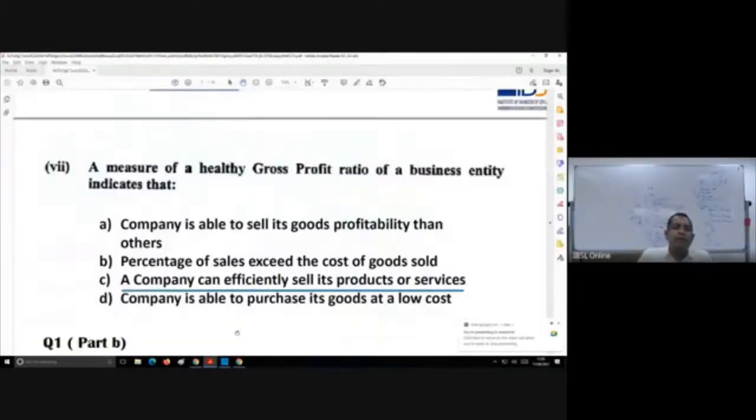The question is, a measure of a healthy gross profit ratio of a business entity indicates the company is able to sell its goods more profitably than others. You can't say that. You don't know. Percentage of sales exceeds the cost of goods: you have a gross profit, meaning you have a profit over the direct cost. A company can efficiently sell its products or services; whenever there is a cost increase, you just pass it on. Company is able to purchase its goods at a low cost? Again, that is raw material cost. We don't know whether it is low or not. So the answer would be C.